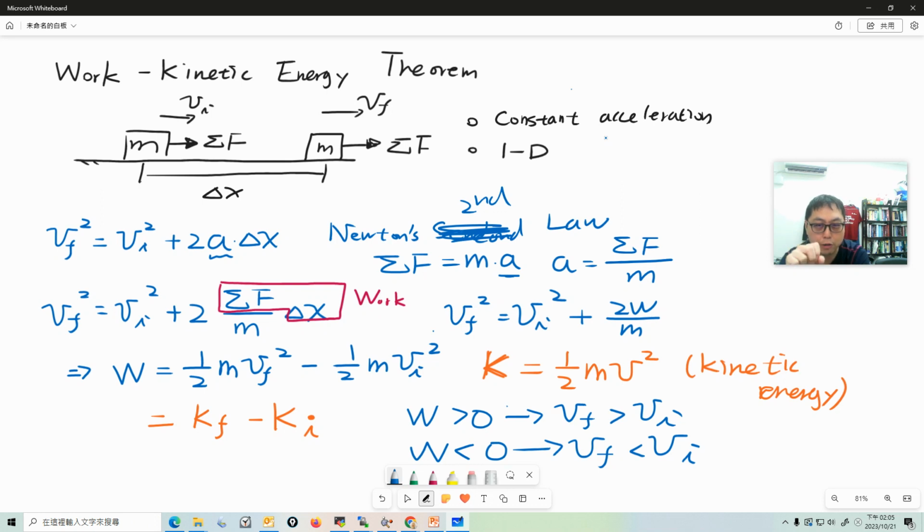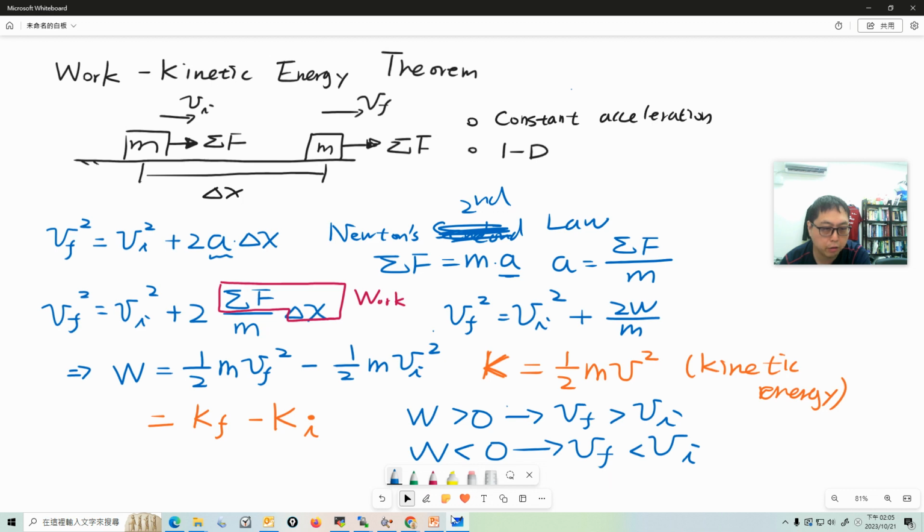If the object speed is increasing, that means some force is doing positive work. Okay, so that's the conclusion of the work-kinetic energy theorem. Okay, let's go back to the slide.